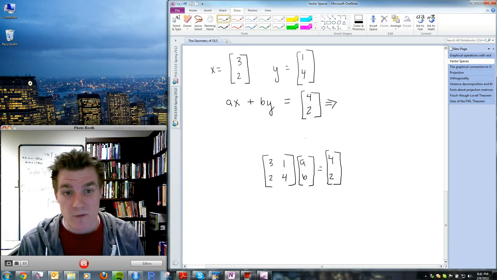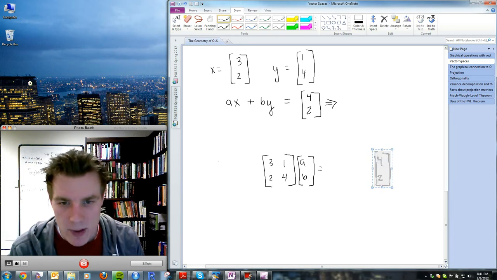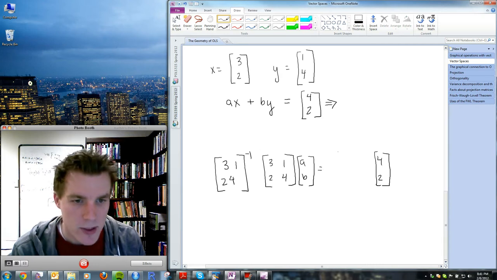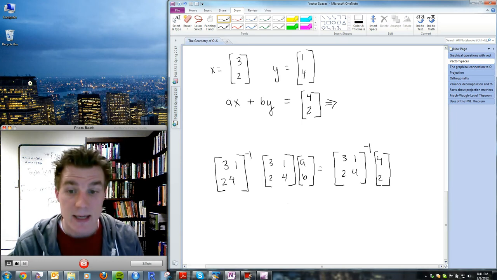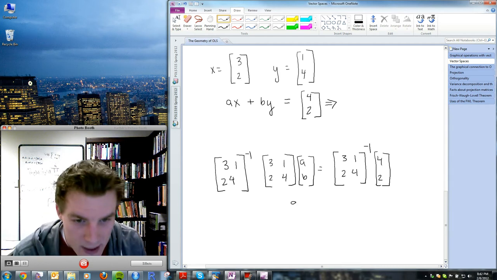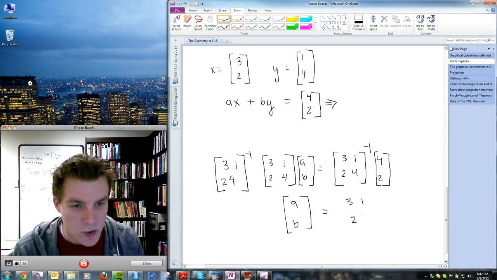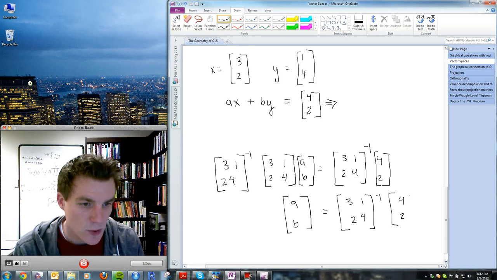So what we want to do is solve this equation for a, b to figure out how much we need to stretch and shrink x and y. As you might remember from the first and second weeks of class, what we're going to do is pre-multiply both sides of this equation by the inverse of 3, 1, 2, 4. Any matrix times its inverse is equal to I, which is the matrix form of 1. So we get a, b on the left-hand side, and on the right-hand side we get 3, 1, 2, 4 inverse times 4, 2.